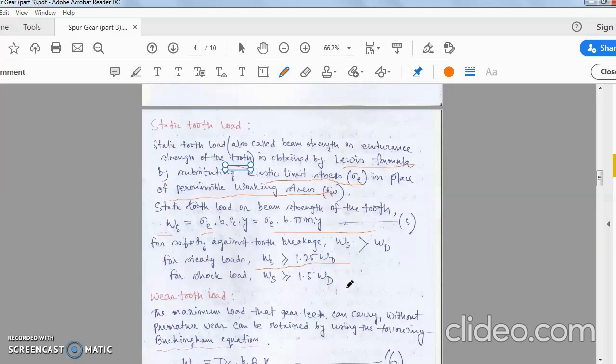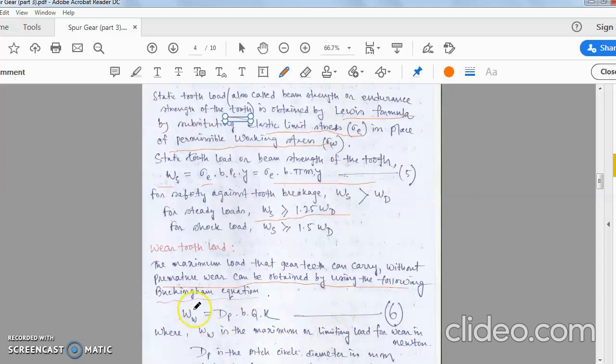Now wear tooth load. So we have come to know there are three different tooth loads. First is the WD, dynamic tooth load, then static tooth load, and finally the wear tooth load. Now this is the amount of tooth load that basically happens due to the wear. So the maximum load that gear teeth can carry without premature wear can be obtained by using the following.